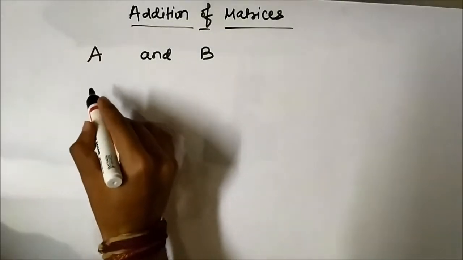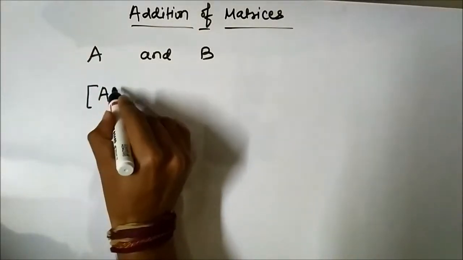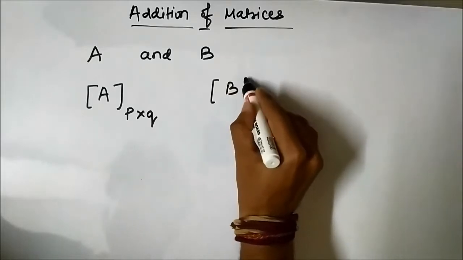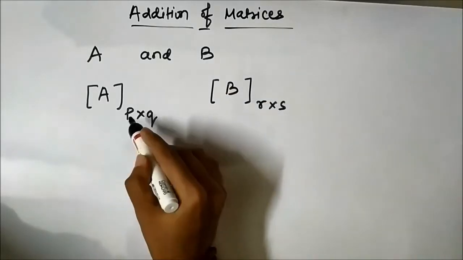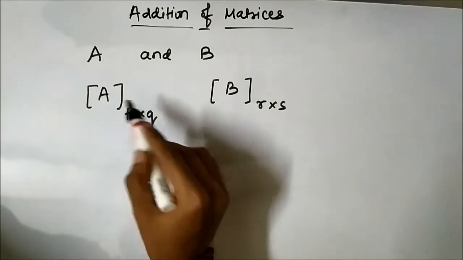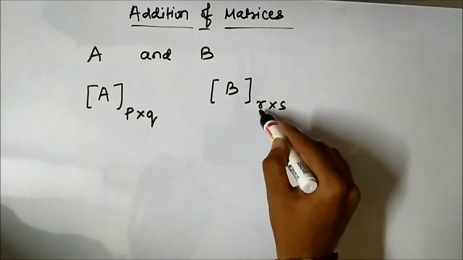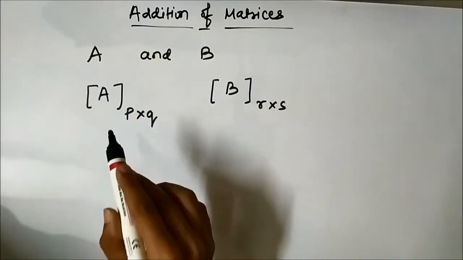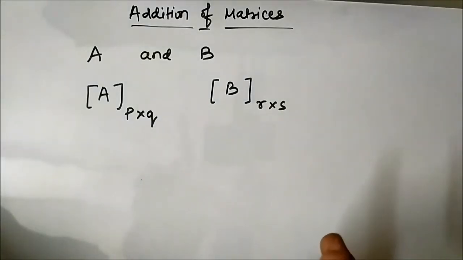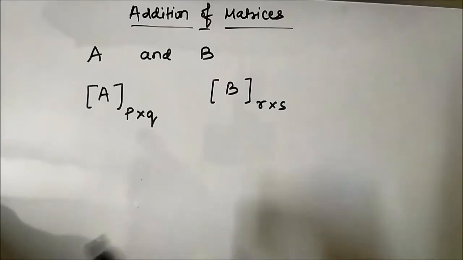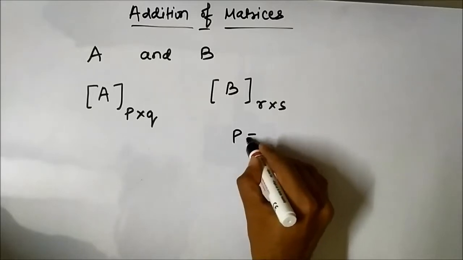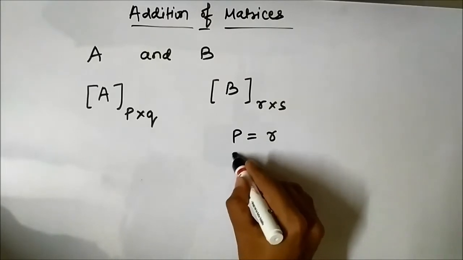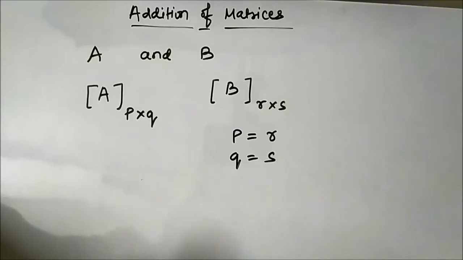order. Let's say matrix A has order P cross Q and matrix B has order R cross S. P is the number of rows of matrix A, Q is the number of columns of matrix A, R is the number of rows of matrix B, S is the number of columns of matrix B. So, for A and B to be added, the only condition they need to fulfill is this: the number of rows of matrix A should be equal to the number of rows of matrix B, and the number of columns of matrix A should be equal to the number of columns of matrix B.